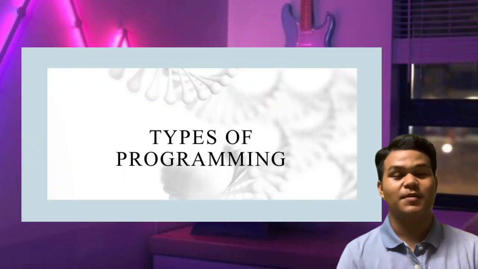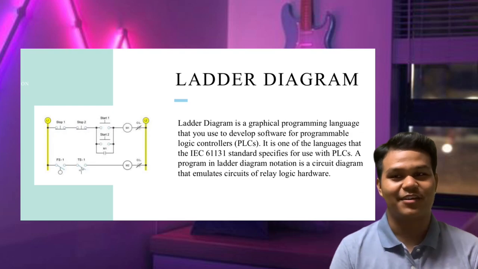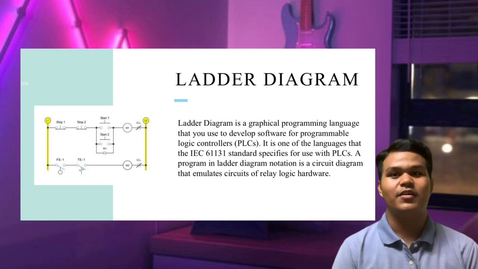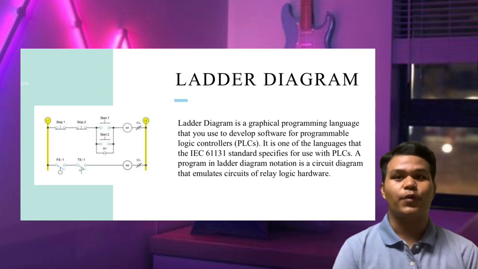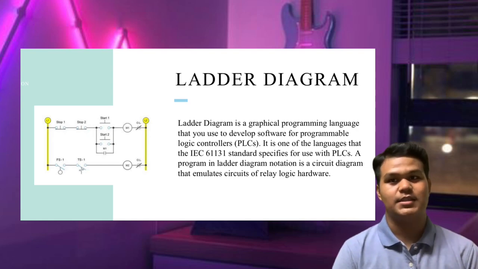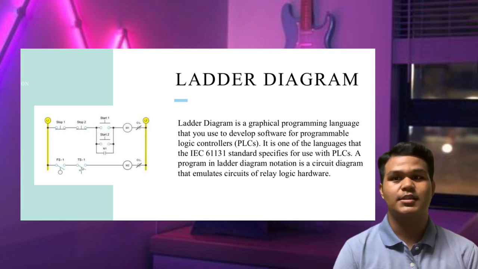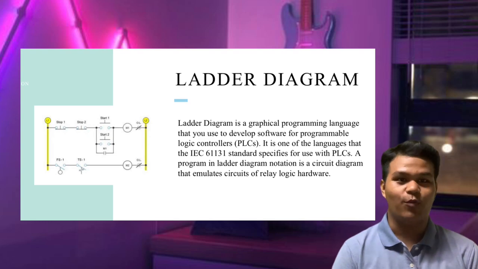First, I will explain to you about types of programming. The first one is ladder diagram. Ladder diagram is a graphical programming language that you use to develop software for programmable logic controllers, PLCs. It is one of the languages that the IEC 61131 standard specifies for use with PLCs. A program in ladder diagram notation is a circuit diagram that emulates circuits of relay logic hardware.